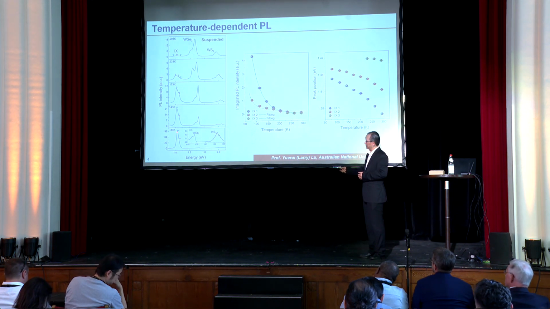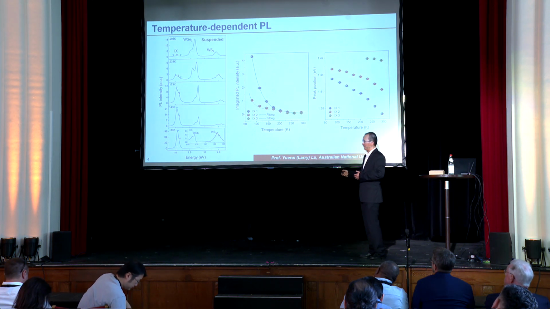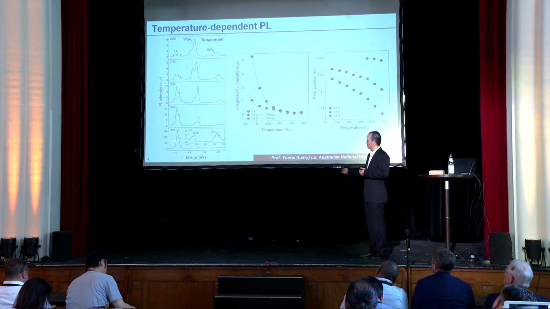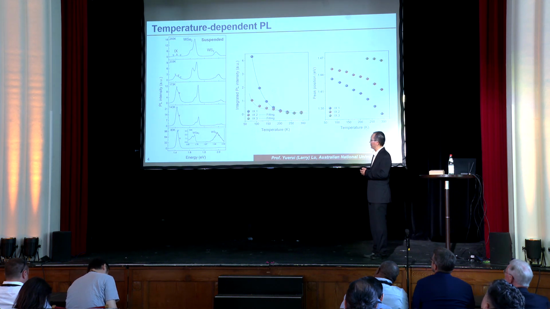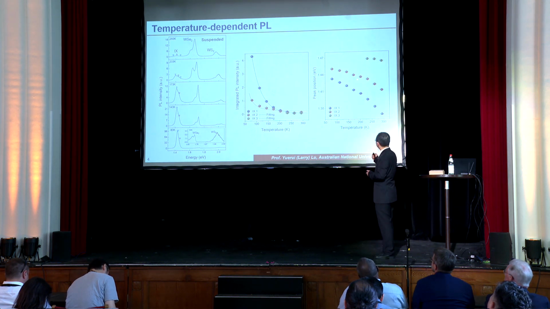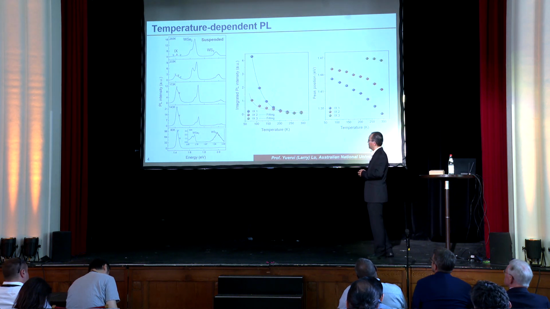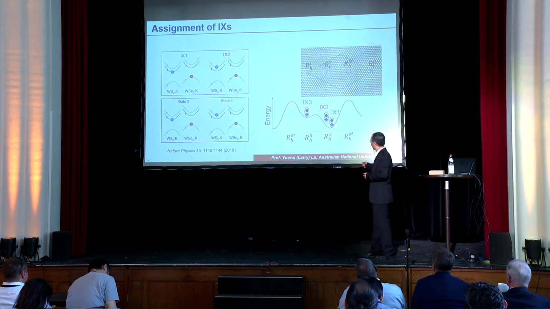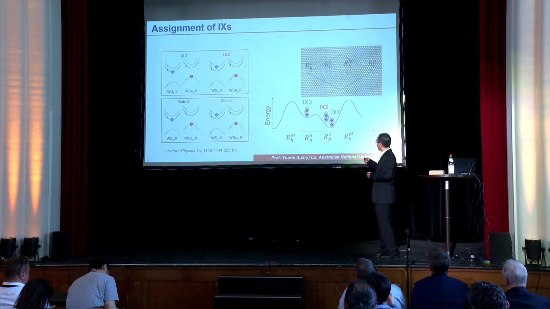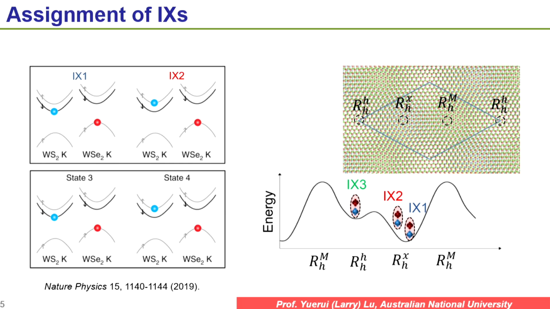This PL peak matches very well with the previous report. The peak could be from the moiré-trapped interlayer exciton in this heterobilayer structure. Based on this temperature-dependent measurement, we can assign the origin of those three peaks to be the moiré-trapped interlayer excitons at room temperature. IX1 and IX2 are excitons trapped at this position, and IX3 is coming from the interlayer exciton trapped in the second trap in the system. IX1 and IX2 are caused by the spin-orbit splitting from the WS2 layer here.